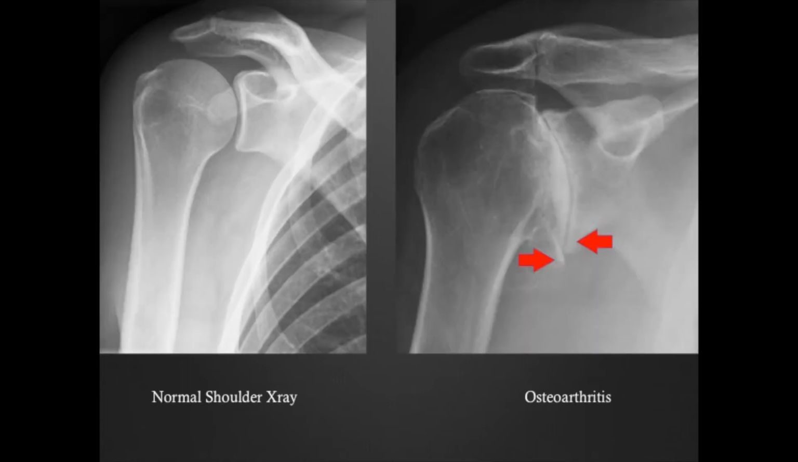As you can see in this normal shoulder x-ray, there is space between the humeral head and the glenoid socket. In a patient with osteoarthritis, the cartilage is worn down and you can see the bone-on-bone configuration as well as the bone spur formation.